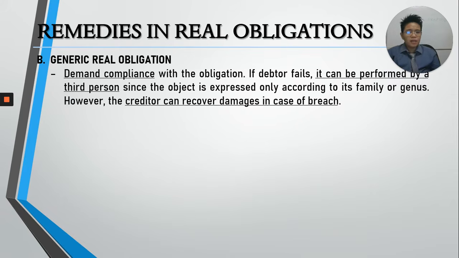In generic naman, creditor can demand compliance with the obligation. Now, if the debtor fails, performance by a third person. So, kasi nga, dahil nga generic lang ang object, pwedeng i-deliver ng iba yan. Pwedeng iba ang magbigay. Like isang sako ng bigas, dapat i-deliver ni debtor. Ayaw i-deliver ni debtor or debtor failed to deliver. Mag-order ka sa iba. But remember here, at the expense of the debtor. So, debtor ang magbabayad. Creditor can even recover damages. So, yun ang tandaan natin sa remedies in case of generic real obligation.